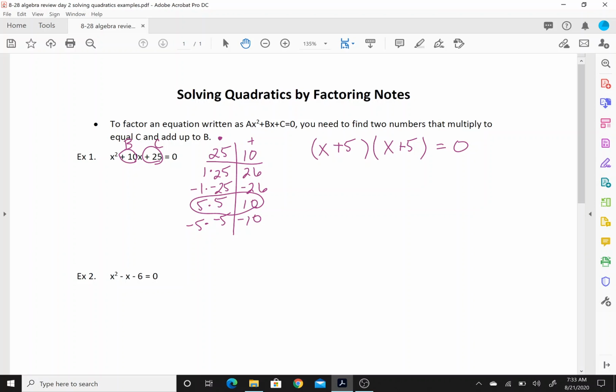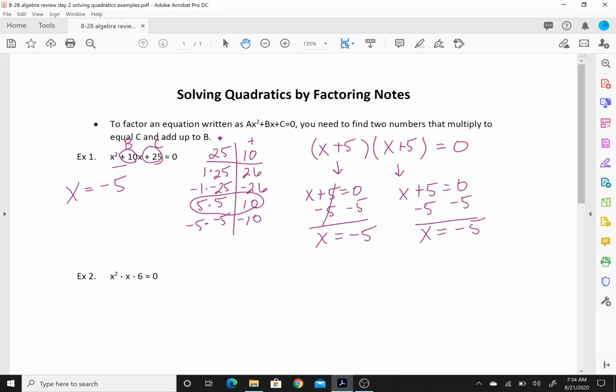Now you have to take each of these parentheses and make it its own equation and set it equal to 0. So x plus 5 equals 0, and x plus 5 equals 0. Now we have to solve these. I need the x alone. How do I get rid of the plus 5? Minus 5. Same thing over here. So plus 5 minus 5 cancel. What is 0 minus 5? It's negative 5. So x is equal to negative 5, and it happens to be a repeated root. So x is negative 5.